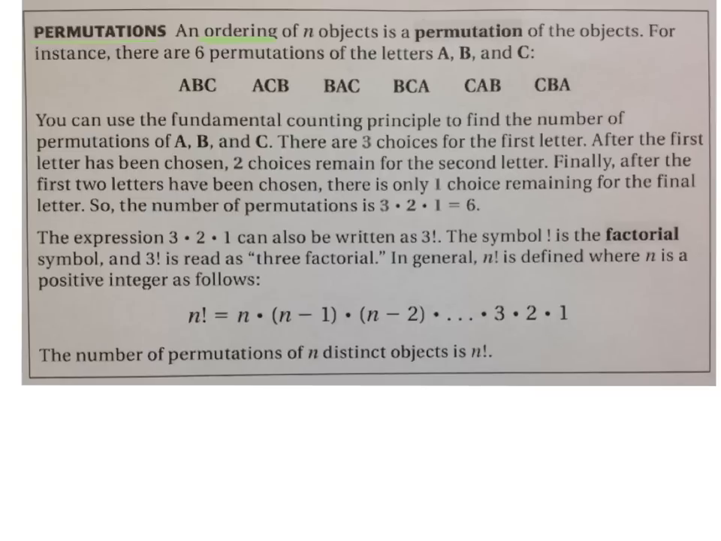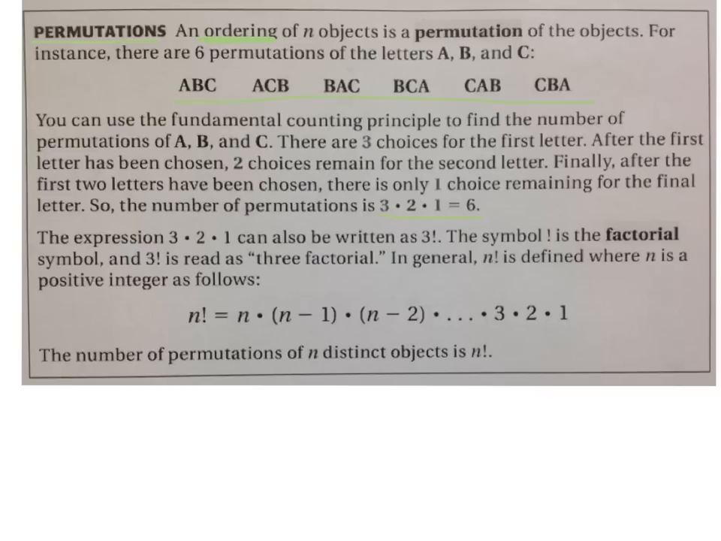So you can use the fundamental counting principle to find the number of permutations of A, B, and C, because you have 3 choices for the first letter, and then 2 choices for the second, and then 1 choice for the third. So you do 3 times 2 times 1, and you would get 6, and that's the 6 choices up here. 3 times 2 times 1 is something that we can write as 3 factorial. This little exclamation point means factorial. It doesn't mean a really loud 3. We just say 3 factorial.